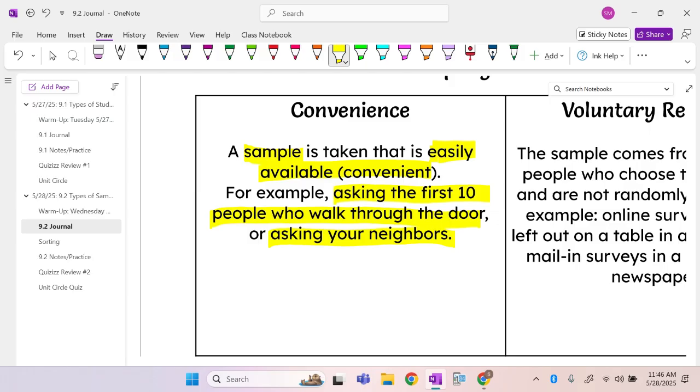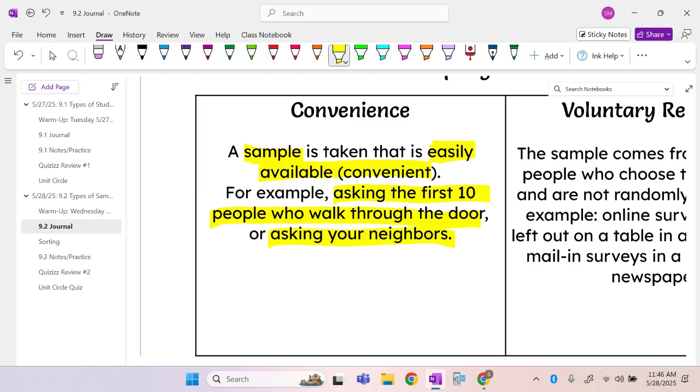Or, let's say I was going around asking teachers what grade level is their favorite to teach, but I only went down the math hallway, because that's the hallway I'm on. That was convenient for me, but it's not necessarily a good representation of the entirety of West Carteret teachers. So that would be convenience.